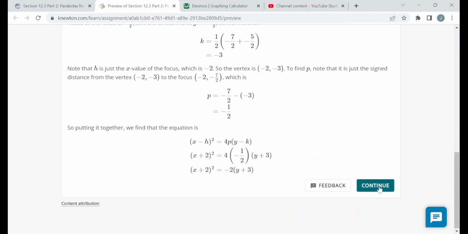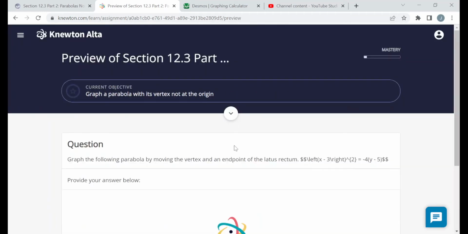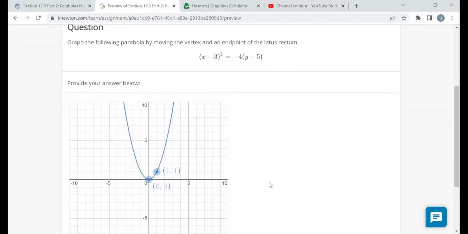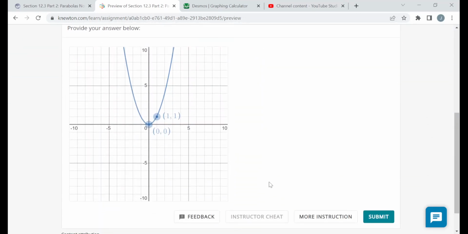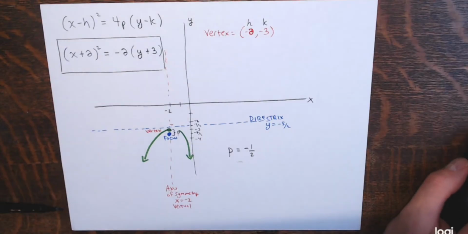All right, so moving on. Here we're asked to graph a parabola with its vertex not at the origin. I'll do this by hand first, and then we'll go about moving the points the way they want. They ask us to move the vertex and one of the endpoints of the latus rectum. That's what these 2 points are that we're going to be moving around in this graph here. But first I'll do it by hand.